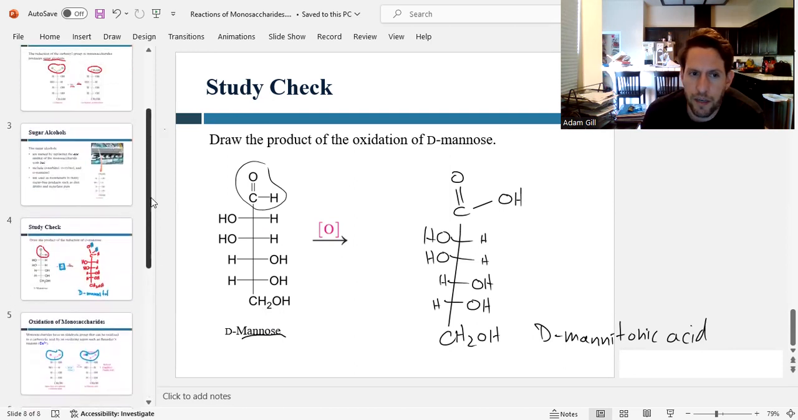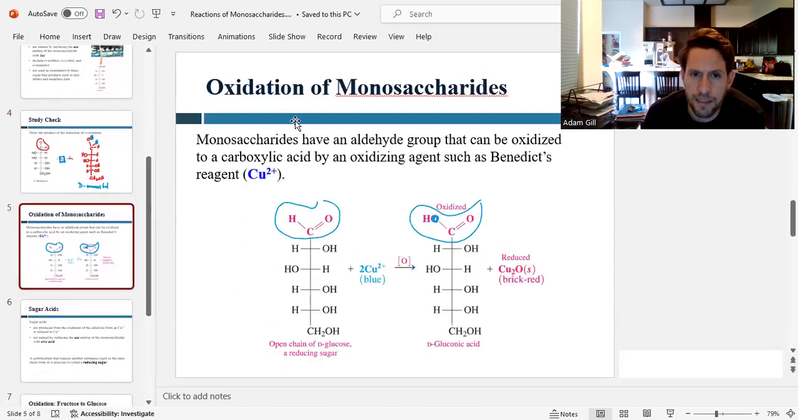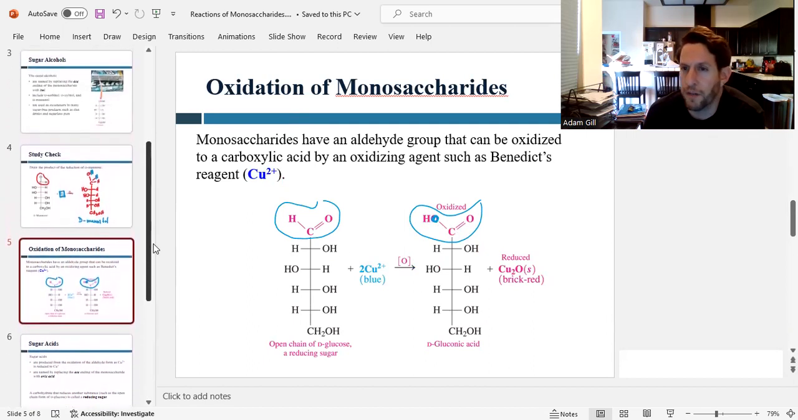So once again, to recap, we can have reduction where the aldehyde becomes an alcohol, or we can have oxidation where the aldehyde becomes a carboxylic acid. Those are the 2 reactions of monosaccharides.